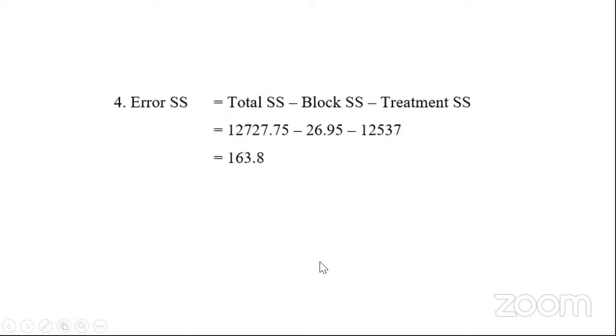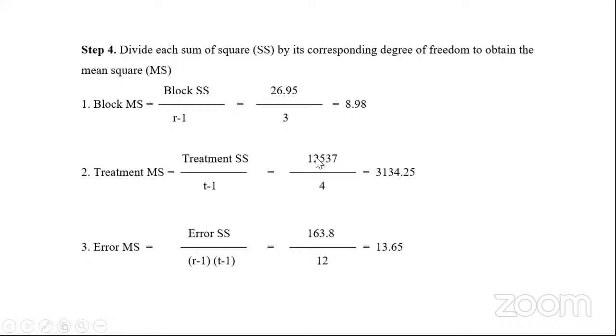Then error sum square. Error sum square is total sum square minus block sum square minus treatment sum square. So this is how you can calculate the error sum square. This is the third step completed here.